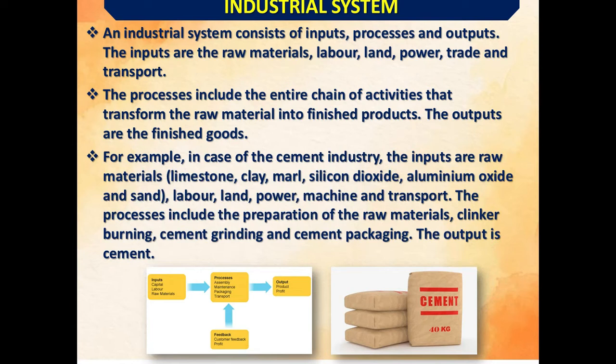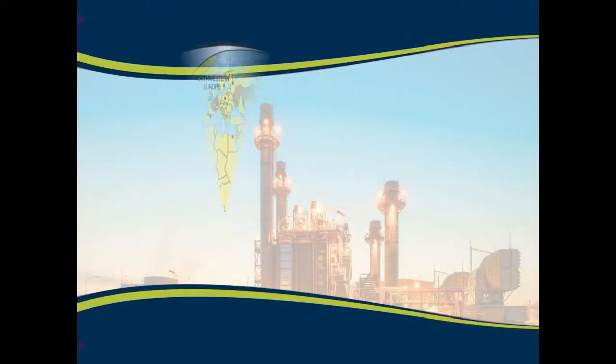For example, in the case of the cement industry, the inputs are the raw materials like limestone, clay, silicon dioxide, aluminum dioxide, and sand, along with labor, land, power, machine, and transport. The processes include the preparation of the raw materials, clinker burning, cement grinding, and cement packaging. The output is the cement.